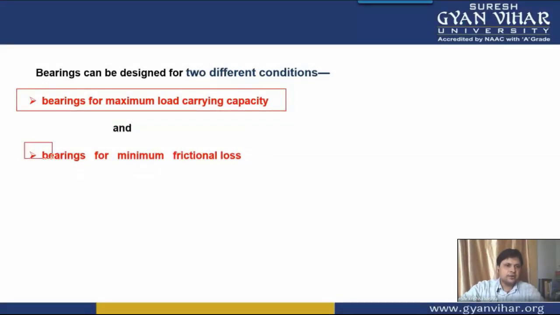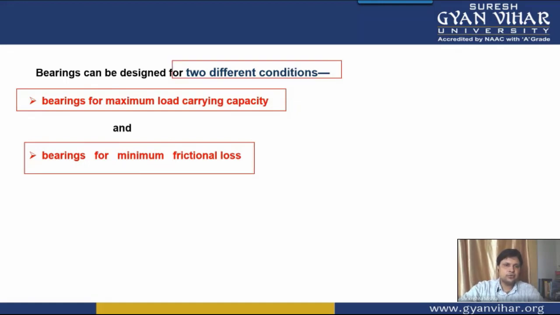Bearings are designed in two ways. First is on the basis of maximum load carrying capacity, and second is on the basis of minimum frictional loss. So basically, there are two conditions or two categories in which the design of journal bearing is done. One is the maximum load carrying capacity, and second is the minimum frictional loss.